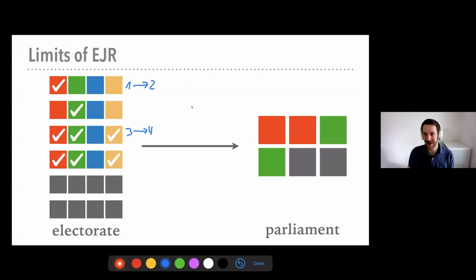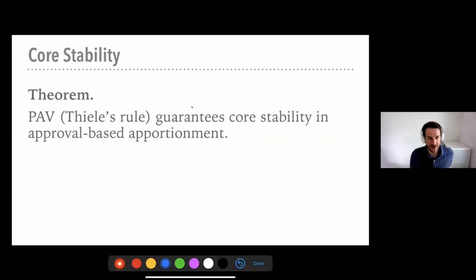So this slide was explaining a core deviation for this particular example, motivating that the core actually captures what we intuitively understand as proportionality, at least in this one example. So core stability is a higher requirement than EJR. And what we have shown in this paper, and it's probably the main result of the paper, is that Thiele's rule, proportional approval voting, in our setting actually guarantees core stability. So if you apply proportional approval voting, the result will always be core stable. A corollary, of course, is that the core is never empty in our setting.